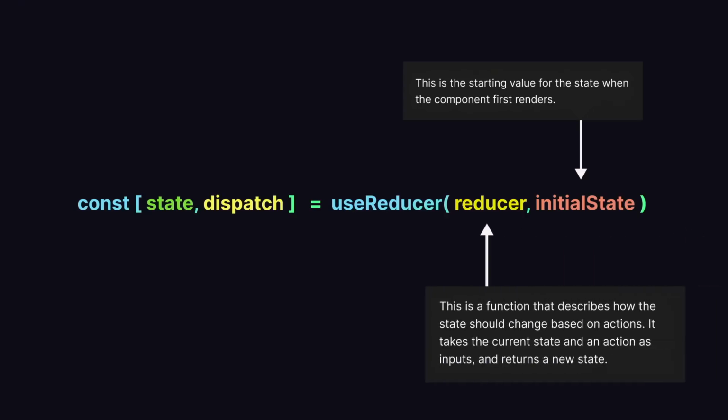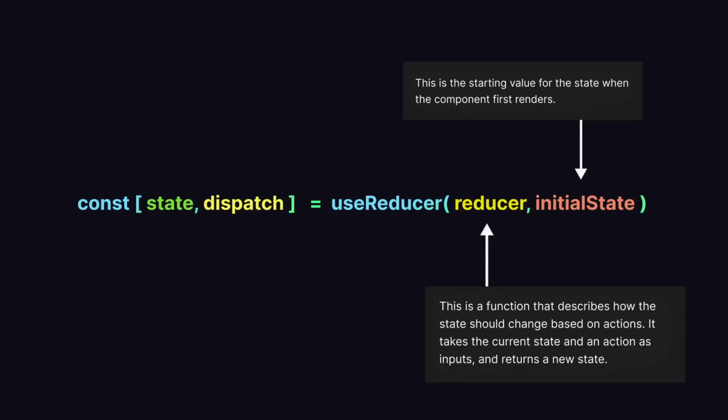Next we have a reducer function. This is a function that describes how the state should change based on some actions or some conditions. So it takes the current state and the action as an input and returns a new state value to us. Okay, so this is how our use reducer will look like.